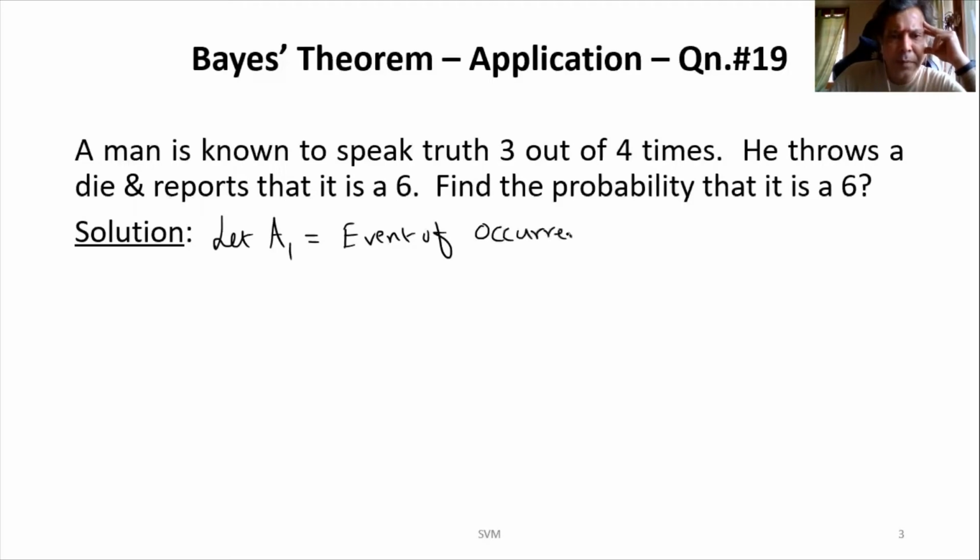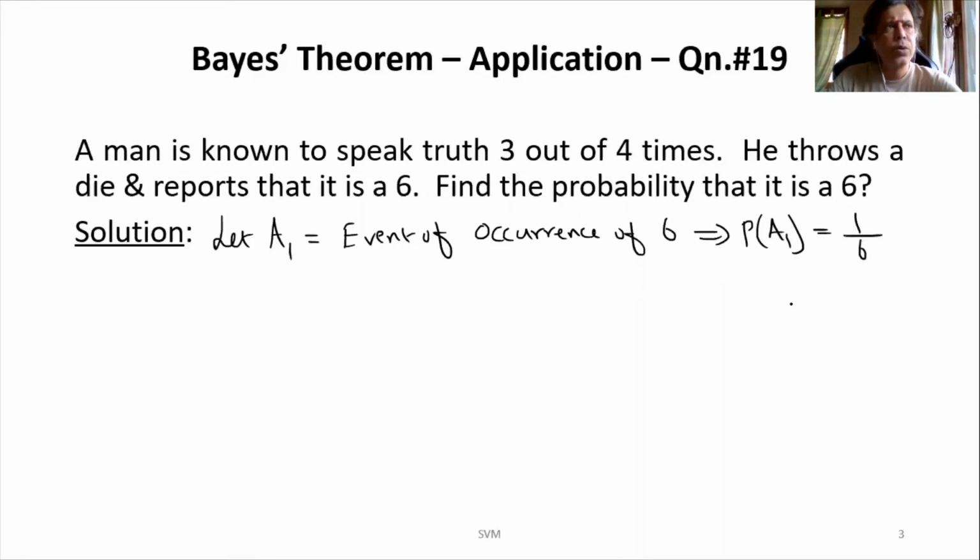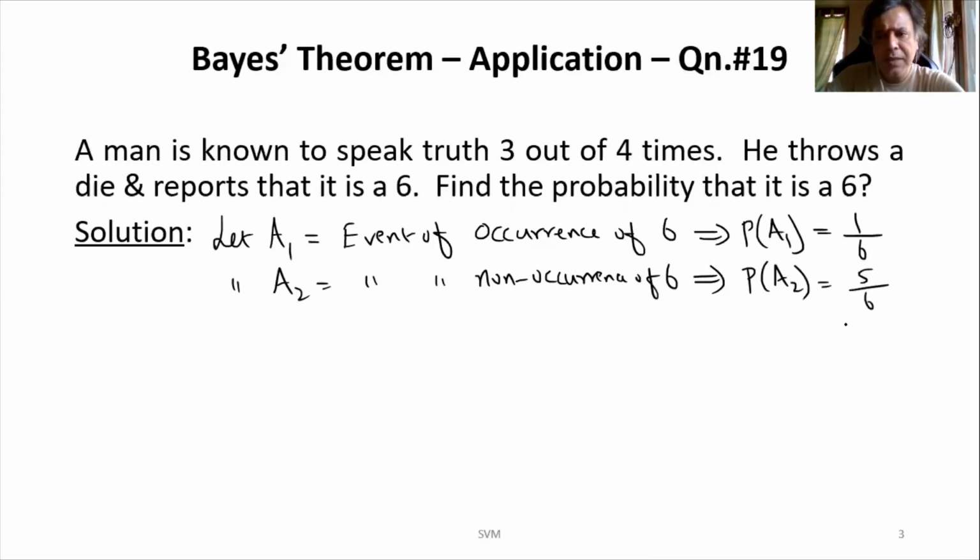occurrence of 6. So that means in a throwing of a die experiment, probability of A1 will be 1 out of those 6 values, 1, 2, 3, 4, 5, 6, right? Out of that, only one possibility is to get a 6. Same way, event of non-occurrence of 6 means it doesn't occur. Let me call that as A2. So probability of A2 will be naturally 5 by 6.